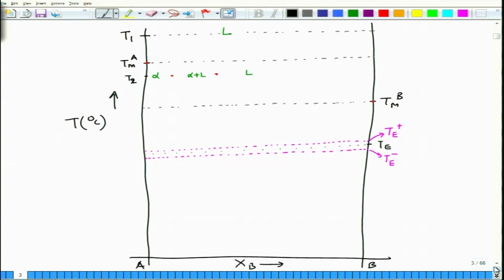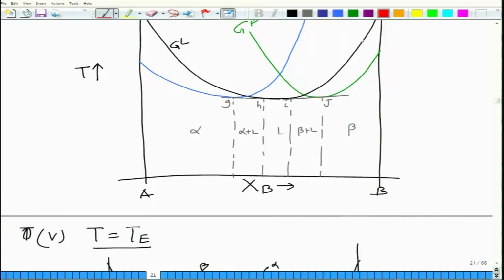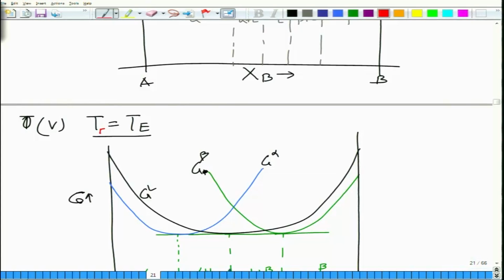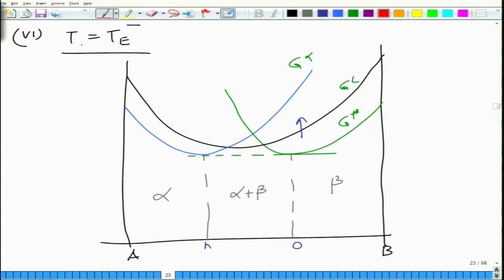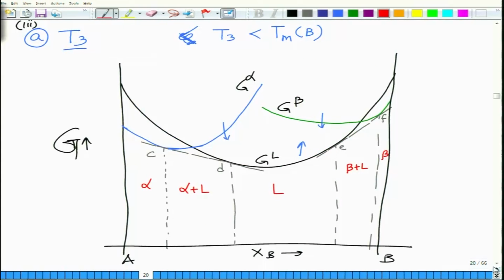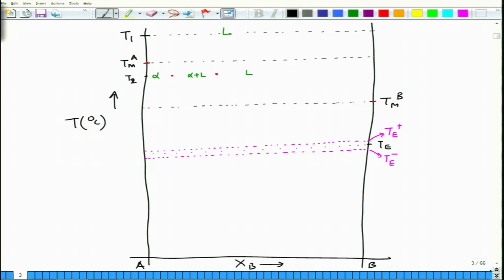T3 was a temperature. Let me see where the T3 was. So let me mark these temperatures as well, T4, T5 and T6. So T3 was lower than the melting point of B. Let's go back here. T3 was lower than the melting point of B, so this would be T3. Okay. So let's say this is T3.